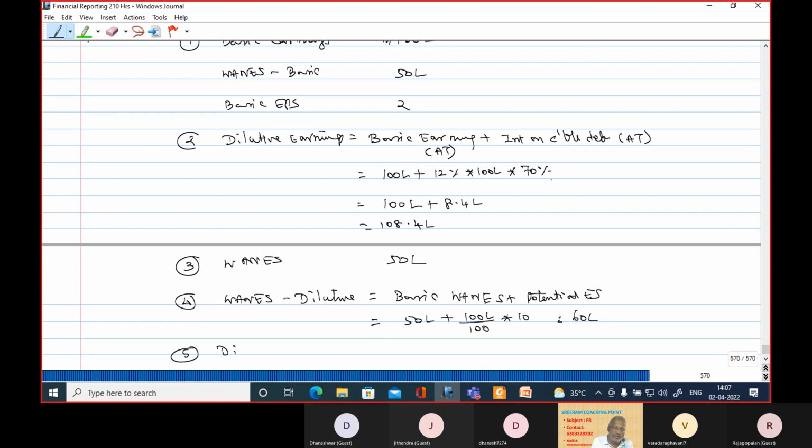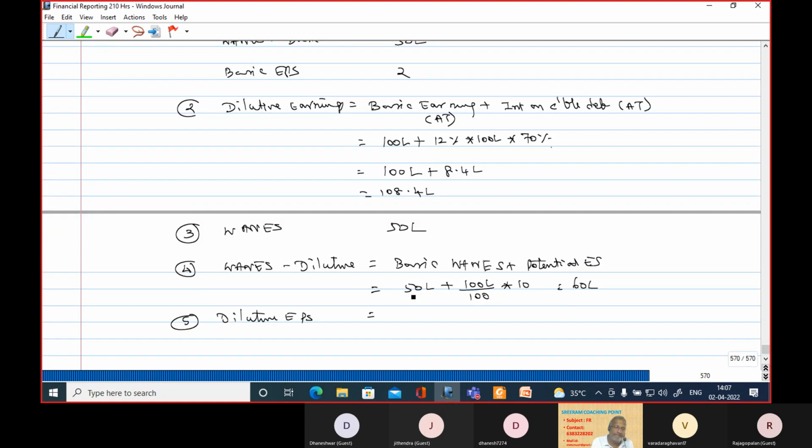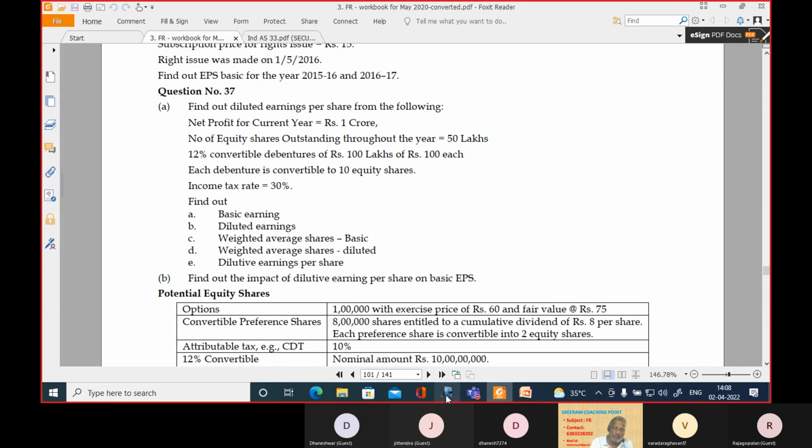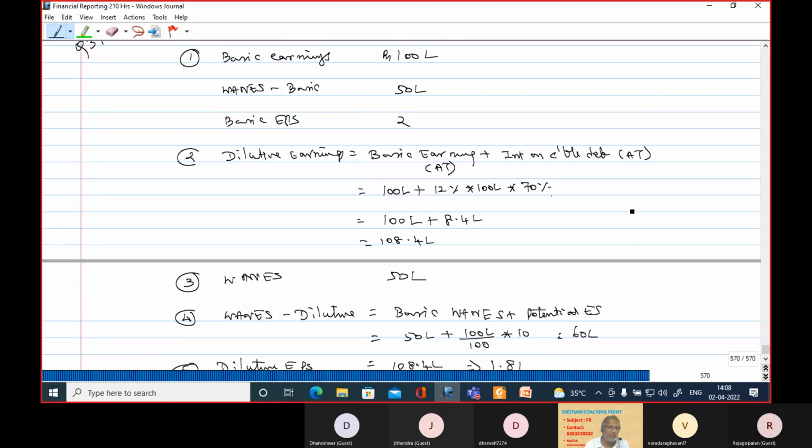Number 5, dilutive earnings per share, which is equal to 108.4 lakhs divided by 60 lakhs, which is equal to 1.81. That's it. Come on.